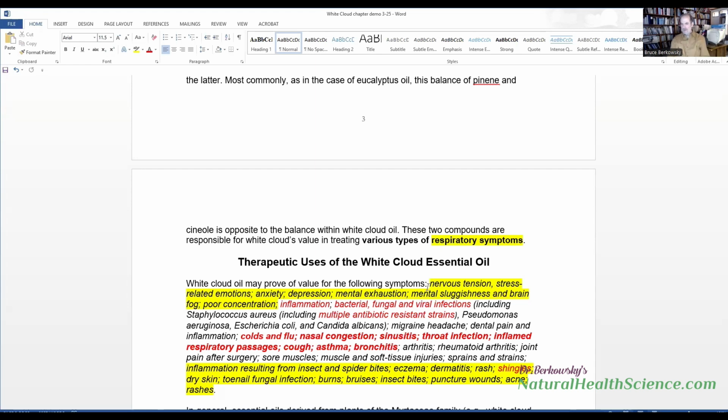The brain is only 6 pounds or so. It's a small part of your body, but it uses 20% of your daily oxygen intake. 20% goes to the brain of all the oxygen you take in every day. So if you don't get enough oxygen to the brain because of inhibition of the lung meridian and breathing, you're going to get mental exhaustion, you're going to get mental sluggishness, you're going to get brain fog, you're going to have poor concentration.